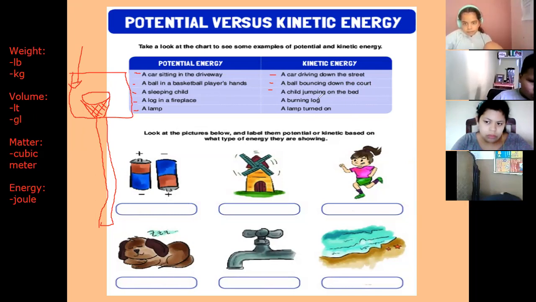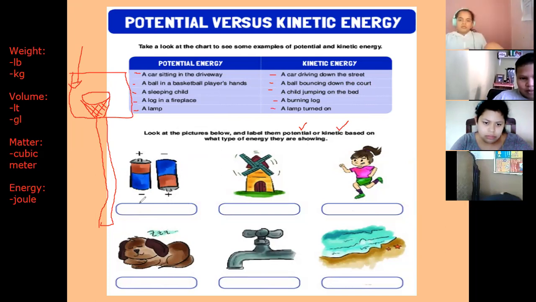A child jumping on the bed, a burning log, a lamp turned on. If it is turned on, it has kinetic energy. Now look at the pictures below and label them potential or kinetic, based on what type of energy they are showing. What is this? Potential or kinetic?